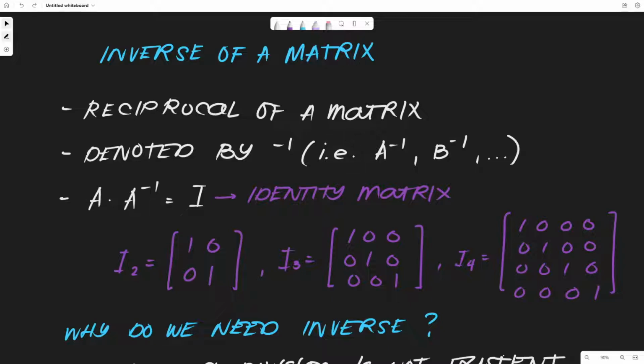This is denoted with a raised to -1, like an exponent, on the name of our matrix. So, let's say A raised to -1, B raised to -1. That is called an inverse matrix.